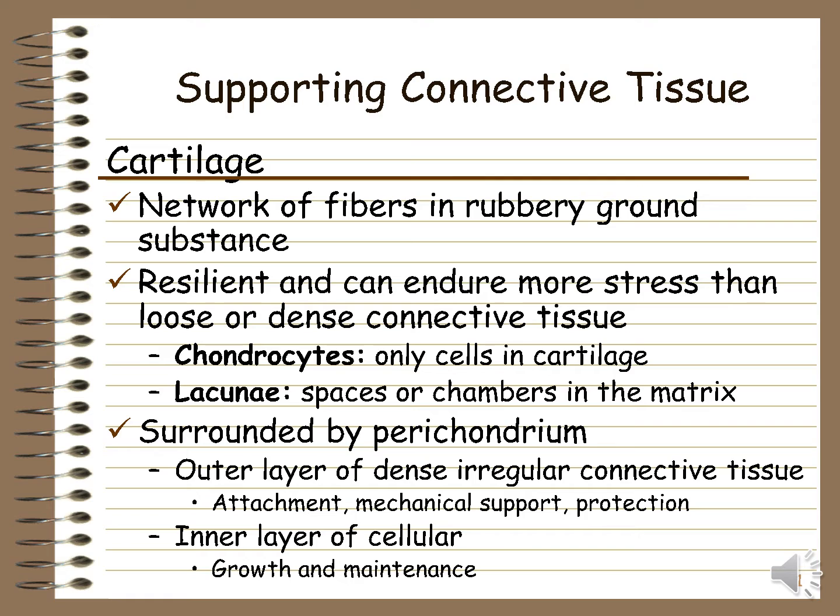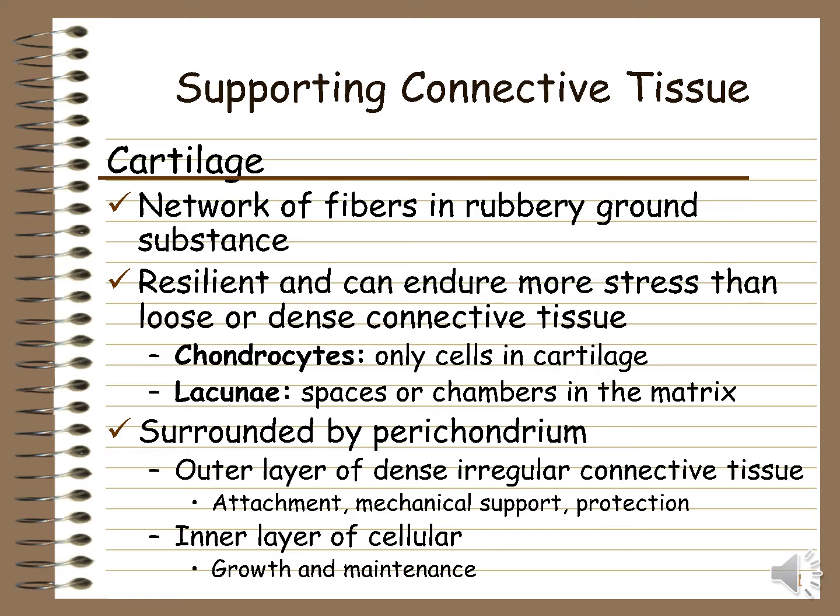When we look at the cells, a very large component of the cells are the chondrocytes. Remember, chondro is cartilage, so chondrocytes are the cells that monitor cartilage. Those chondrocytes are usually found inside of little caverns or chambers within the extracellular matrix, and those caverns are called lacunae. Now, outside of almost all cartilage in the body, we have a perichondrium.